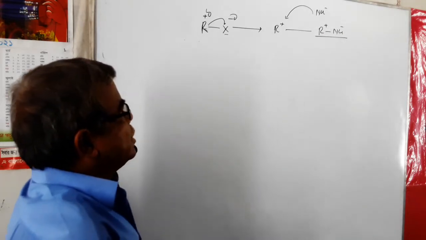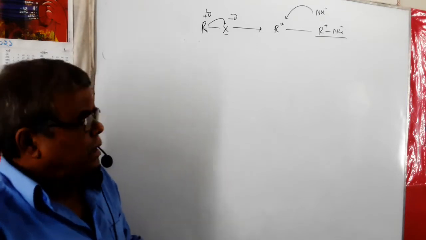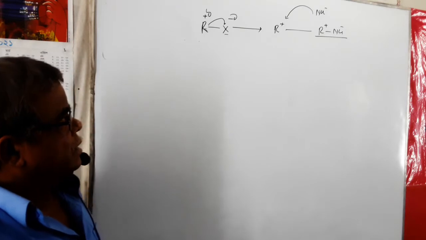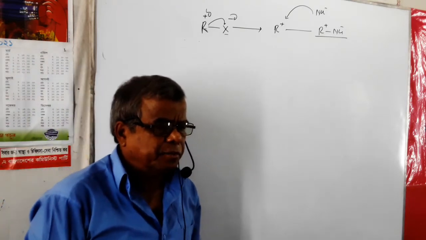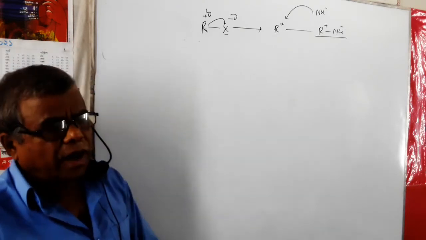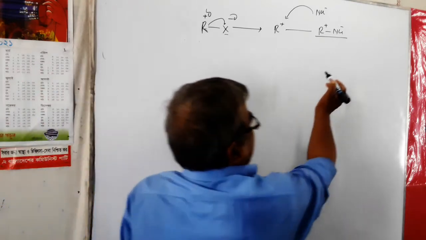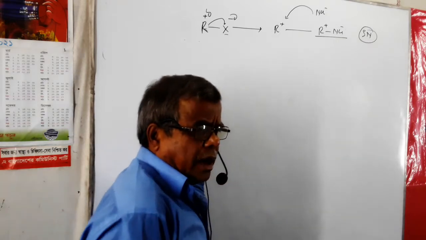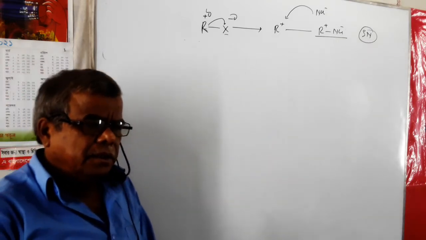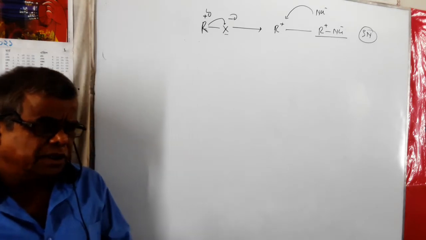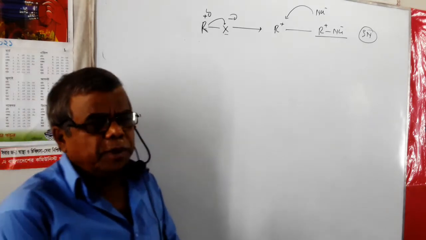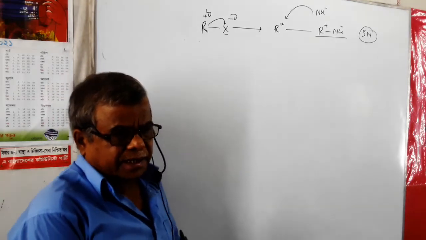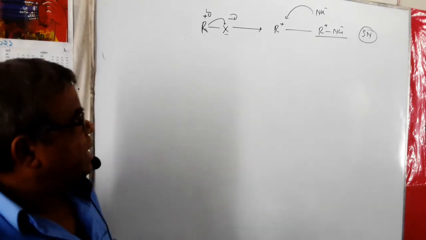Here the positive and negative charges will be neutralized. That is, the carbocation and the nucleophilic reagent, the negative charge and positive charge, will be neutralized. That is called the SN reaction. SN reaction means that where any group or atom of a reactant is released and replaced by a nucleophilic reagent, this is called an SN reaction.